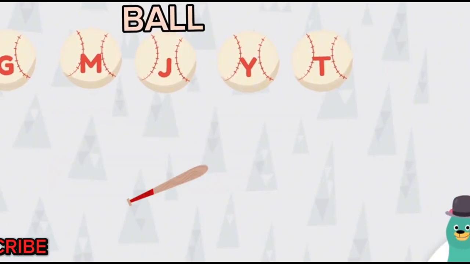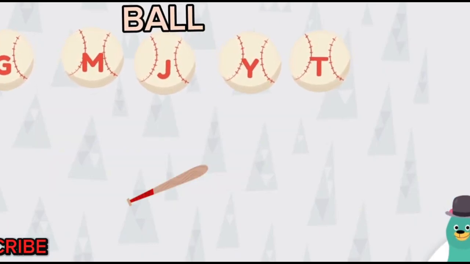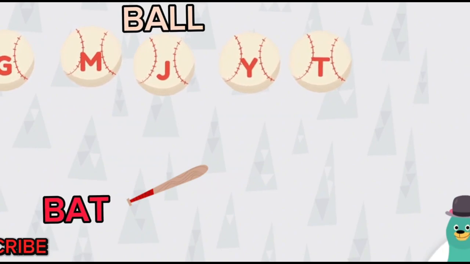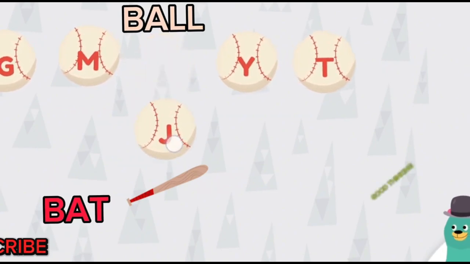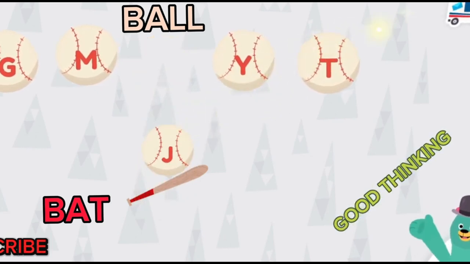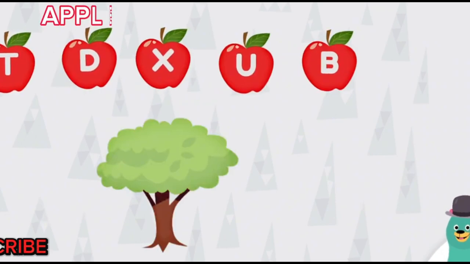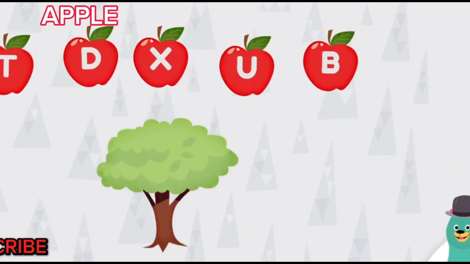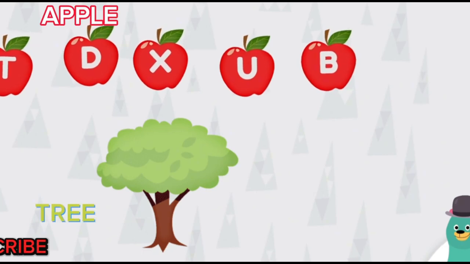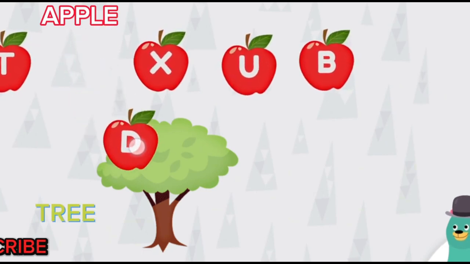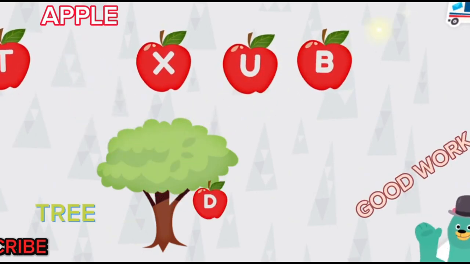Put the ball with the letter J with the bat. J. Good thinking! Put the apple with the letter D on the tree. D. Good work!